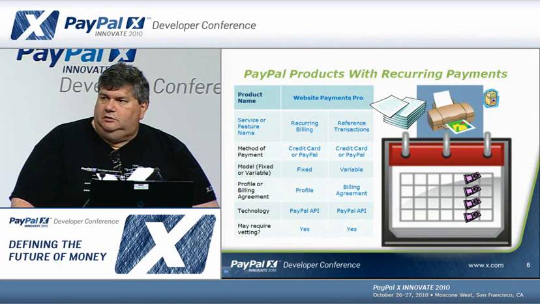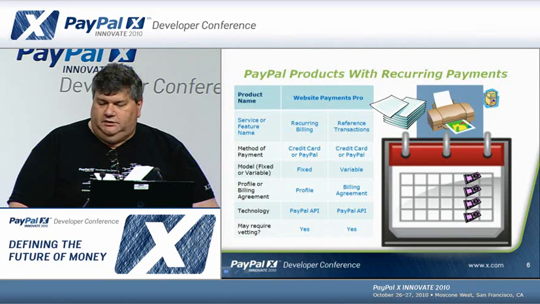API-based solution again, so you use APIs to set up the record, use APIs to configure the billing agreement. The consumer has to come to PayPal to agree to it. And then again, you get back an ID number that you can use. And again, since these are more advanced features, there'll be some vetting or risk underwriting required to support them.